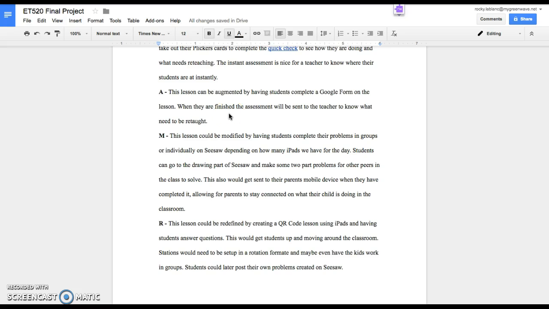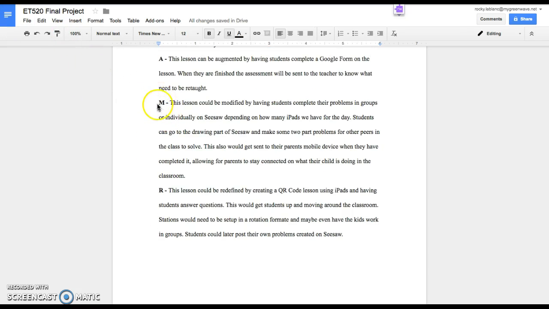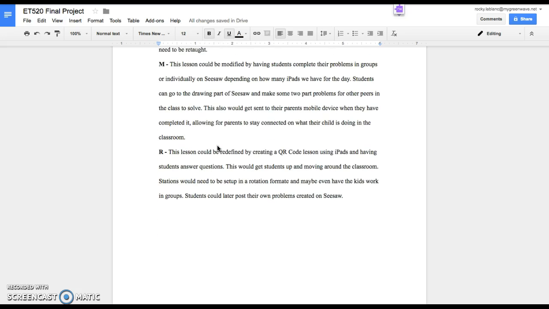This lesson can be augmented by having students complete a Google form on the lesson. When they are finished with the assessment, it'll be sent to the teacher, and it can show me what can be retaught. The modification section of this lesson is probably what I would use for this problem. I could have students complete word problems online in 2-part problems and solve them. It would get sent to the parents, so the parents could see what they were doing in the classroom for the day. So I would like to do the modification portion for this.